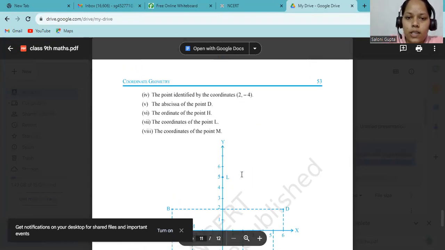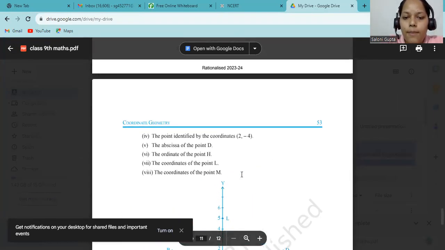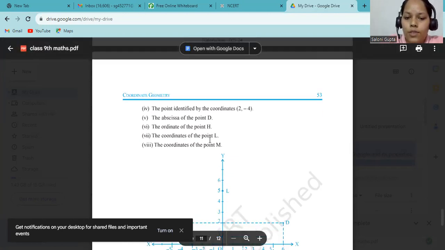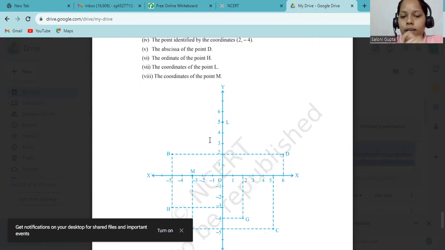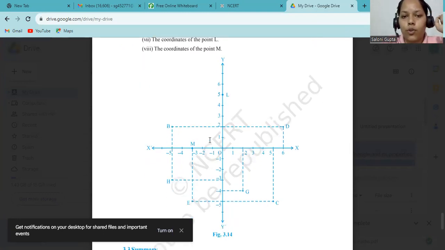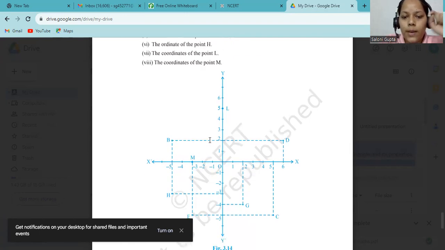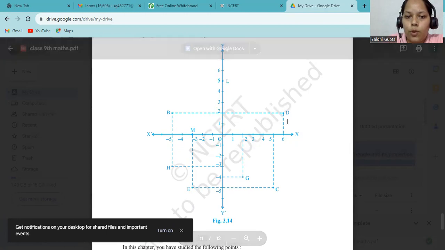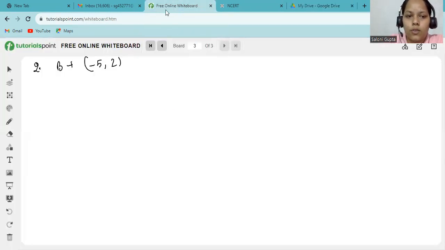Then you can see the next question: the abscissa of the point D. I told you that it is the value of the x coordinate. So we have to find out the point D. Here, the value of this point D will be 6. The abscissa will be 6.